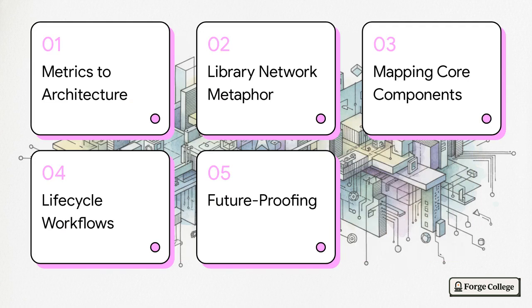Okay, so here's our game plan for today's explainer. First, going from metrics to architecture. Second, we'll look at the library network metaphor. Third, mapping out core components. Fourth, token lifecycle workflows. And finally, future-proofing. Let's just dive right into step one.